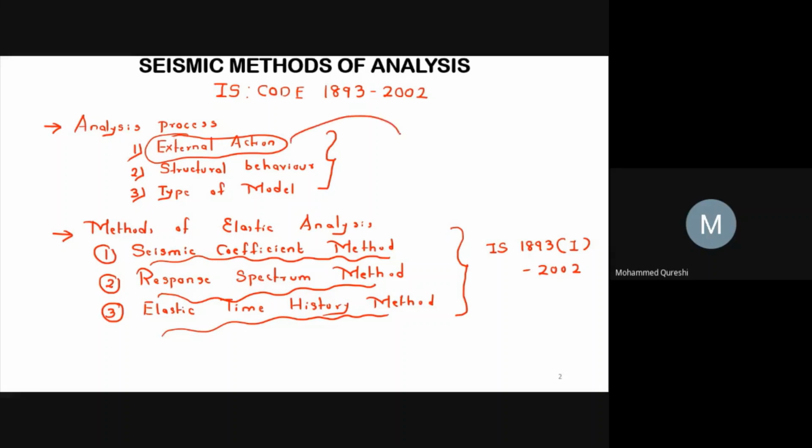In external action, generally two types of analysis are there. First is static and second is dynamic. So the significant difference between both the analyses is nothing but the level of the force, and the force distribution along the height of the structure. In this chapter we will study the seismic coefficient method.